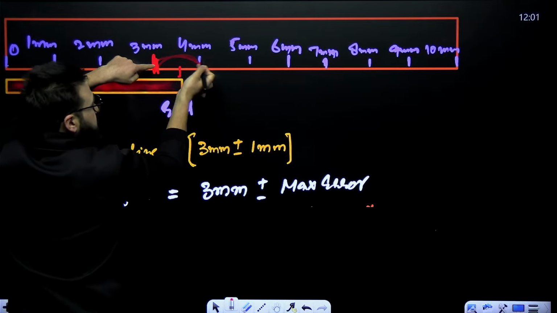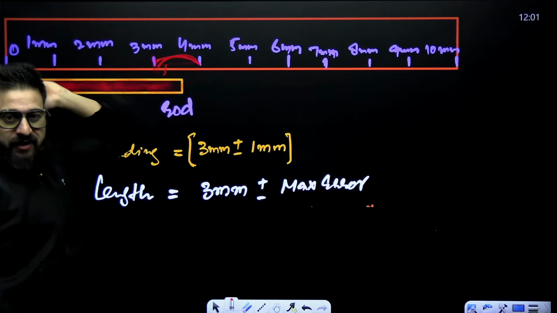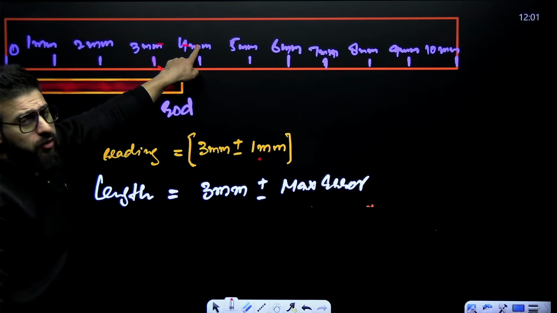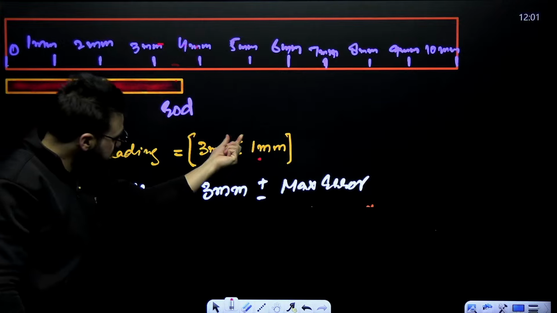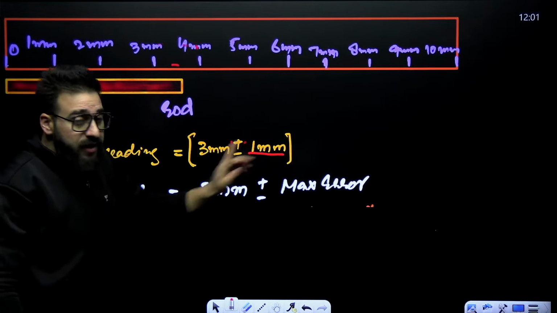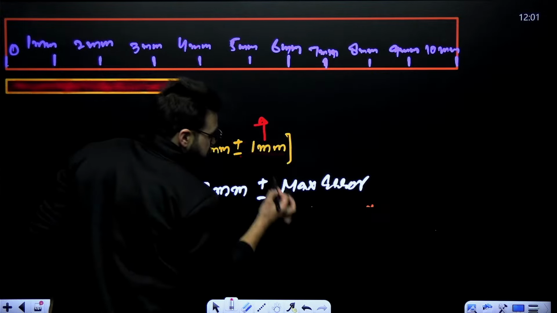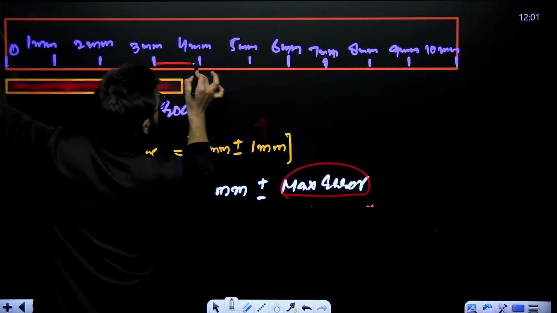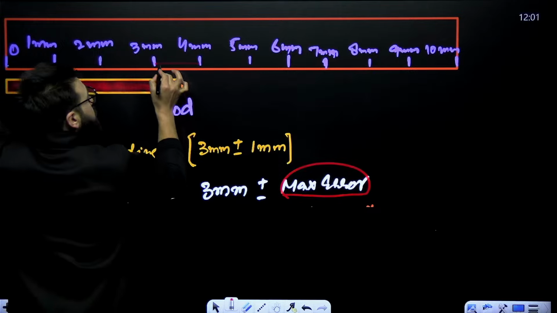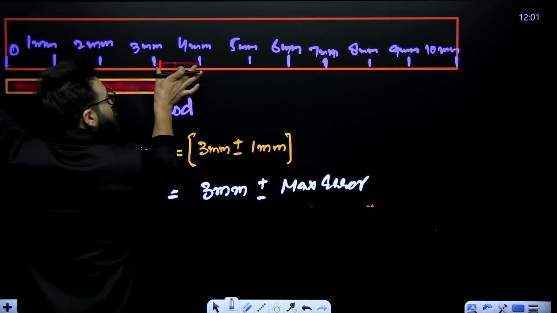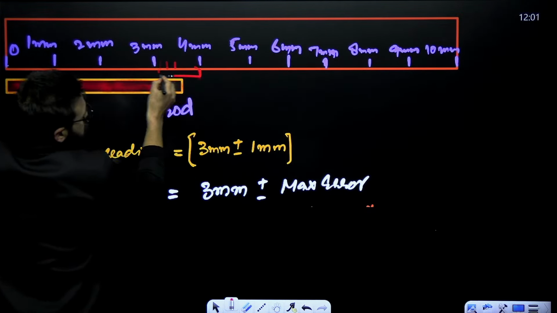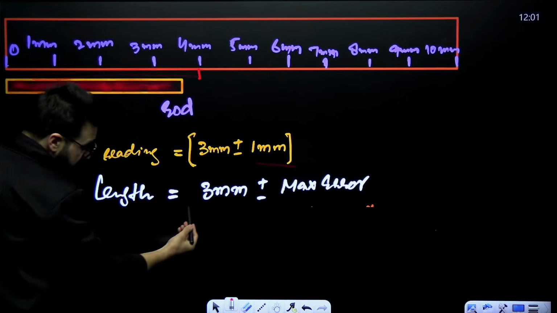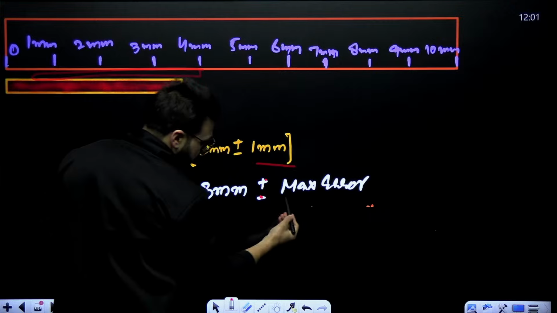How much is it? 0.5, 0.6? Some will say, sir, it is 0.5, so 3.5. How do you know it is 0.5? Is it mentioned over here? No, you cannot say. That's why we say plus minus this. So we say this is the error. Maximum error in this particular case will be 1 mm. The maximum can be 1, but if it reaches over here, then we'll be sure it is 4 mm. So maximum error will be 1 mm. So how do we write the reading? 3 mm plus minus maximum error.